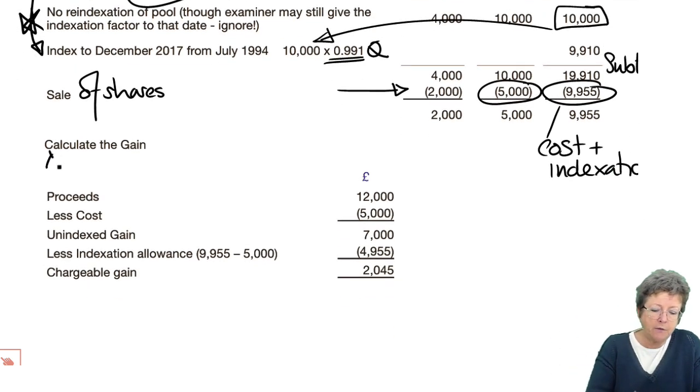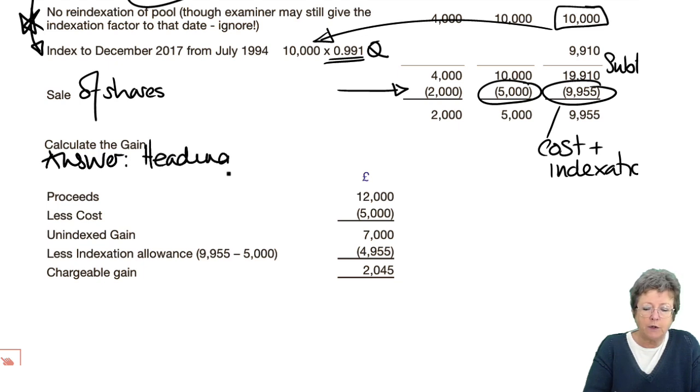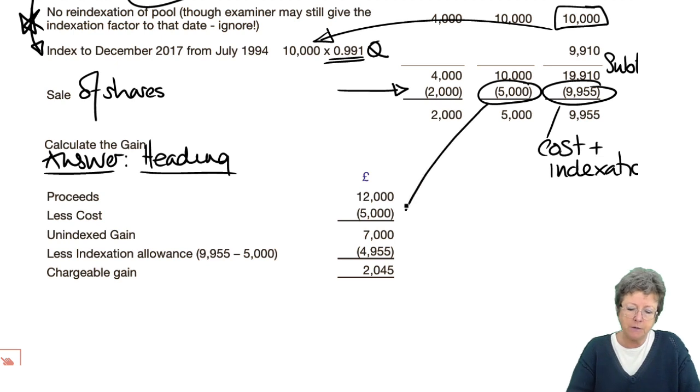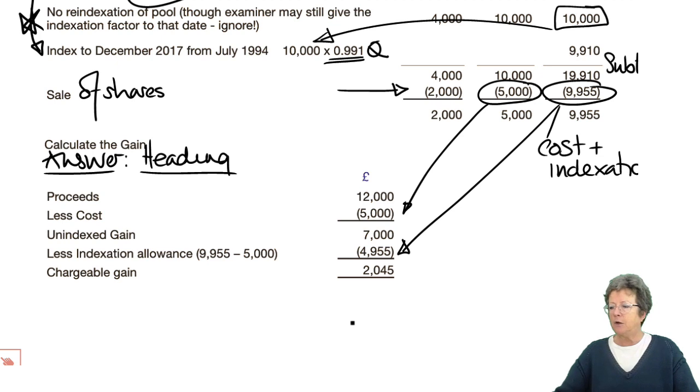So this is our answer. Make sure you put in your heading, because those 2 that you've just done, those are workings. But your workings get marks. Marks get you past the finishing line. Proceeds from the question less the cost, less the indexation, gives us a gain of 2,045.